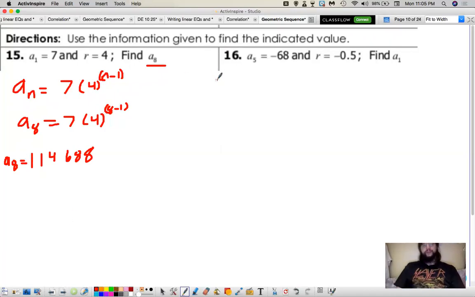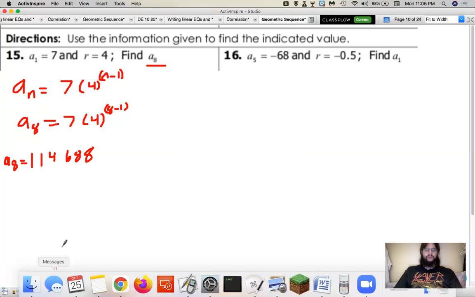Now let's look at this one. This time we know what A5 is. We want to find out what A1 is. We know our common ratio. So we could go backwards and just start at A5 and divide and divide and divide. But look at this formula.